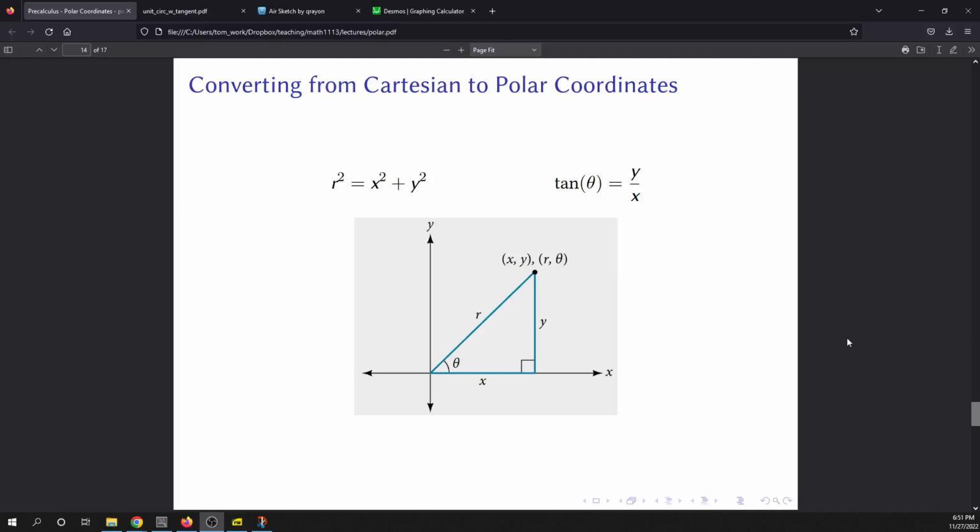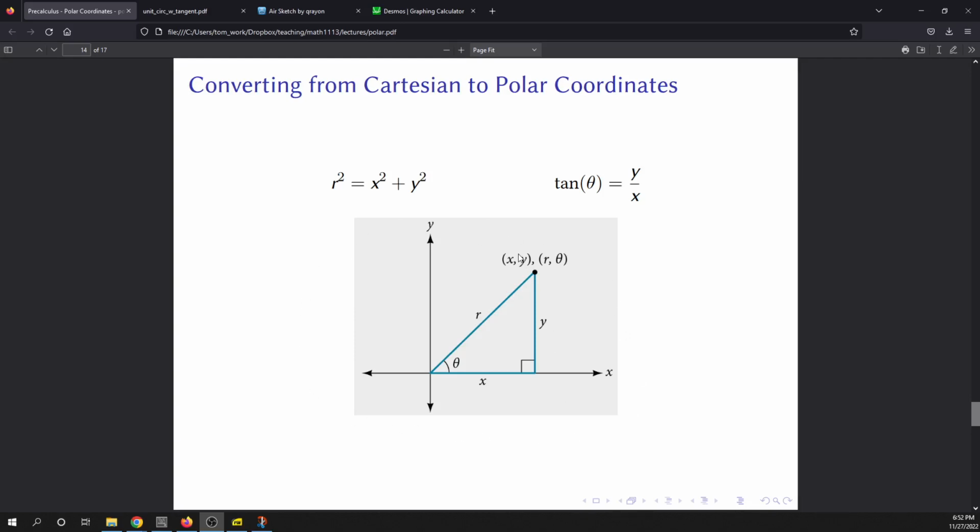In this video, we're going to talk about converting from Cartesian coordinates to polar coordinates. Just like in the conversion from polar to Cartesian, this little diagram here is useful in telling you the relationships that you need to convert.